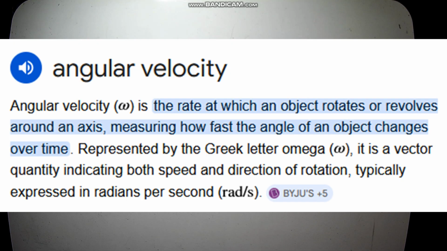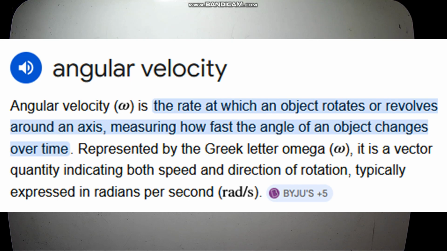In this video, we are looking at angular velocity. The angular velocity is the rate at which an object rotates or revolves around an axis, measuring how fast the angle of an object changes over time.